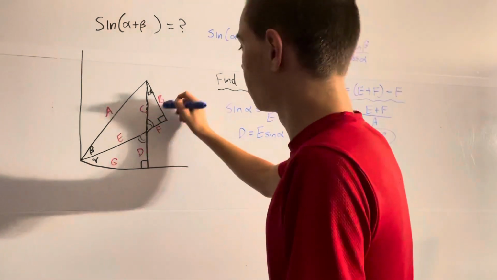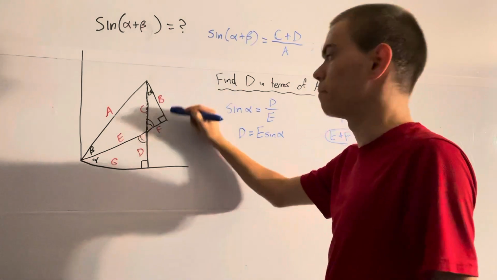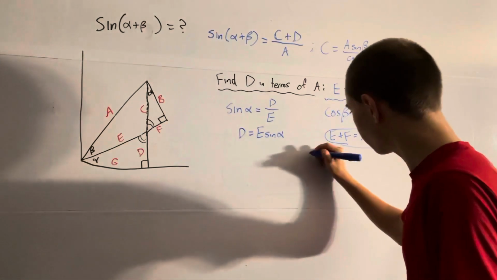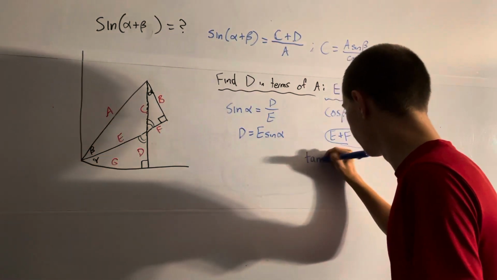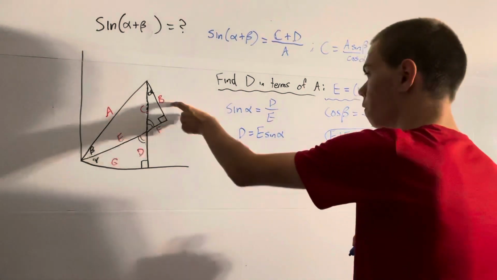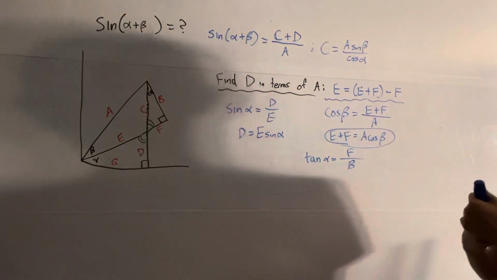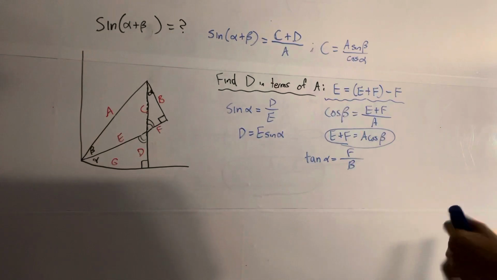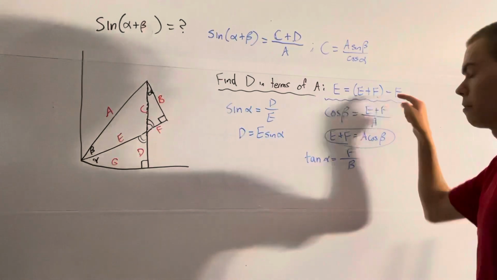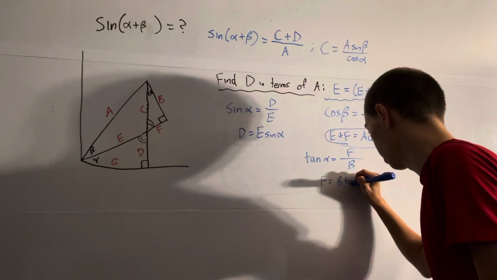Now F and B are related by this right triangle, which involves alpha. Relative to alpha, F is the opposite, B is the adjacent. So we're using tangent, okay? So I'm gonna write right here, the tangent of alpha, opposite over adjacent, so it's F over B. Okay, that's pretty much what that is. And now that we have F over B, we gotta solve for F. F equals B tangent alpha.